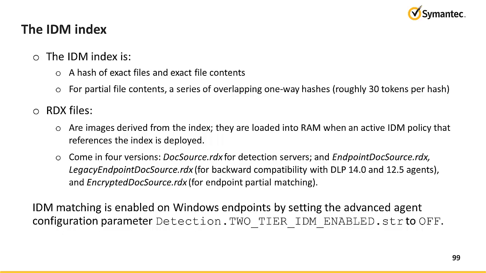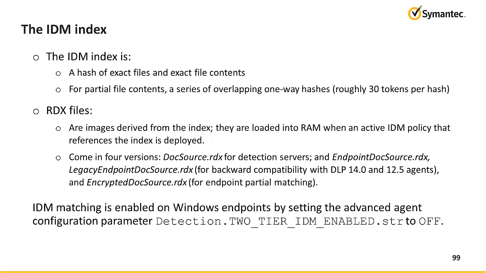docsource.rdx is deployed to detection servers. If the document data source is large, the server index may span multiple RDX files. Endpoint docsource.rdx is deployed to DLP agents on the endpoint for exact file matching. For backwards compatibility, legacy endpoint docsource.rdx is also deployed to endpoints that are running version 14.0 and 12.5 agents. Encrypted docsource.rdx is deployed to DLP agents on the endpoint for partial file content matching.